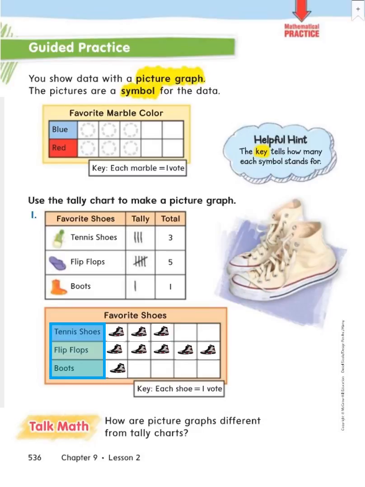Look at the part at the bottom that says Talk Math. How are picture graphs different from tally charts? Find somebody in your home and tell them what you think after this video.